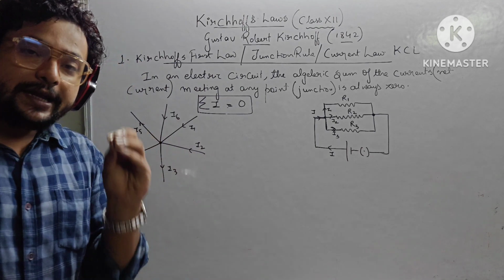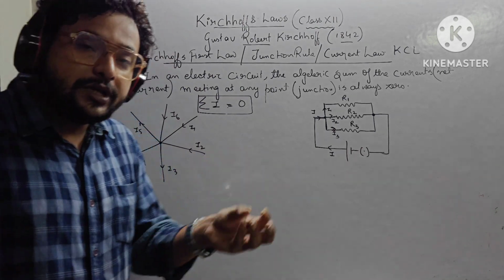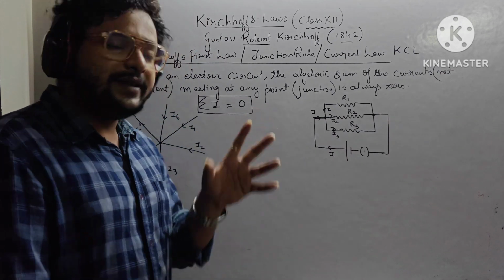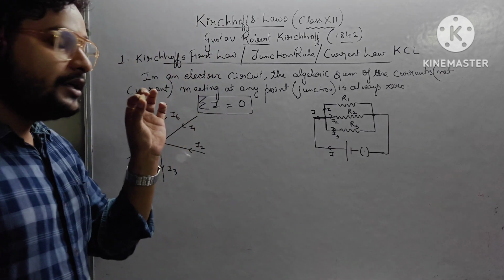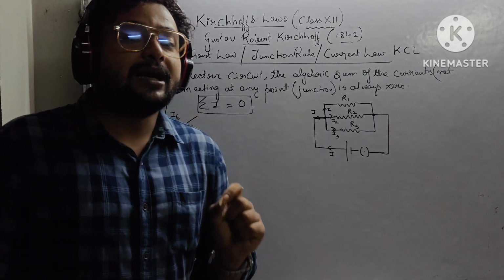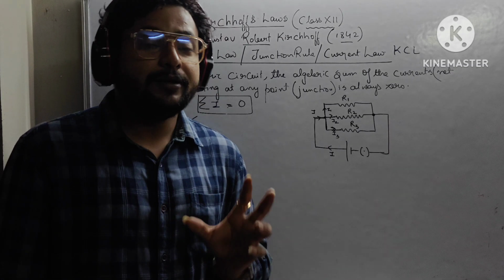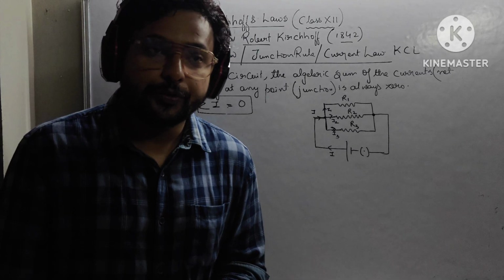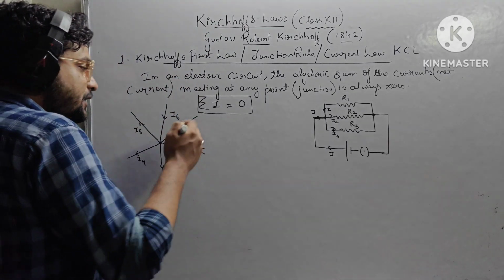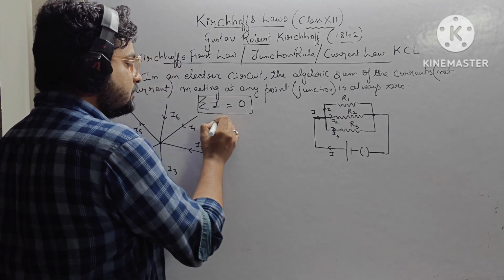So if you get any junction, current might flow into that junction or current might flow out of that junction. But this law is very simple. Kirchhoff says that at any junction, the algebraic sum of the currents, or the net current, must always be equal to 0. Now, what is the meaning of algebraic sum?